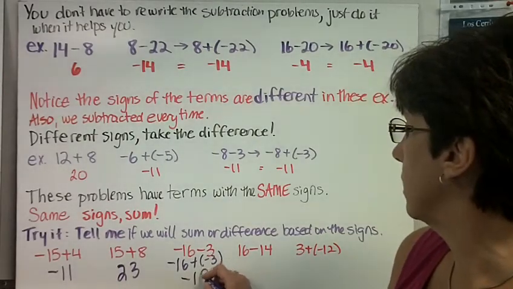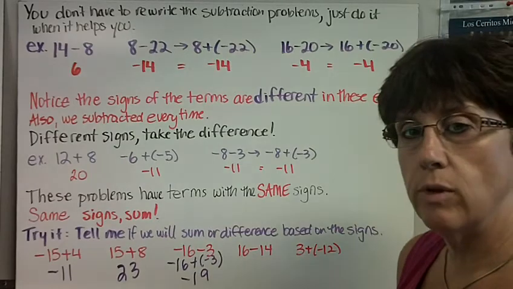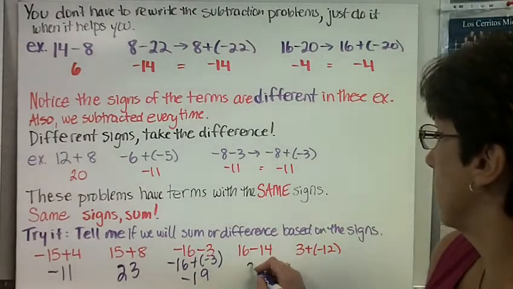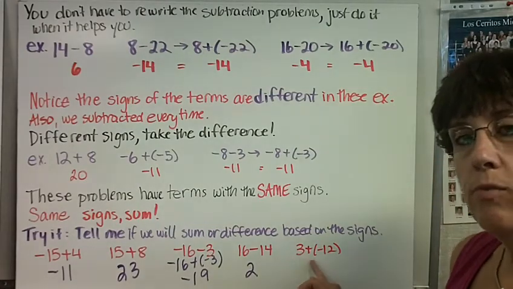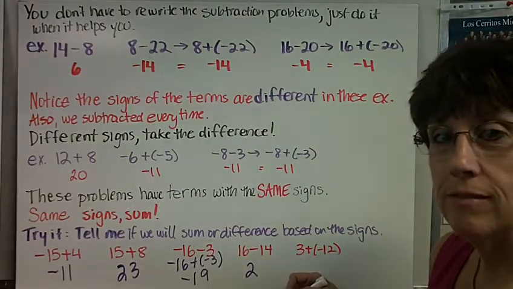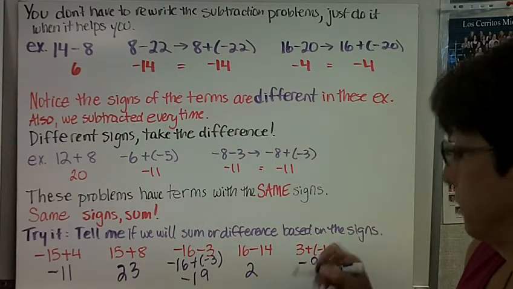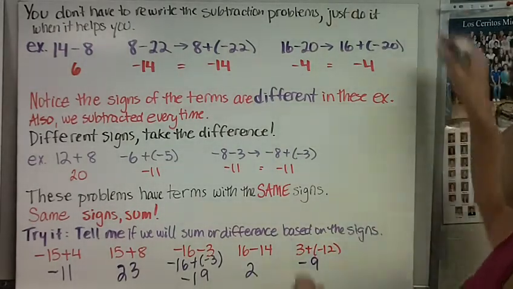So negative 19. How about 16 take away 14? Different. We subtract. We take the difference. What about 3 plus negative 12? Different. So this would be negative 9. Let's look at the next thing.